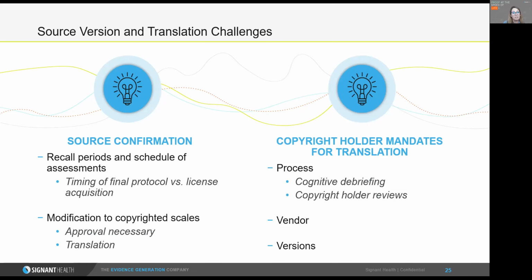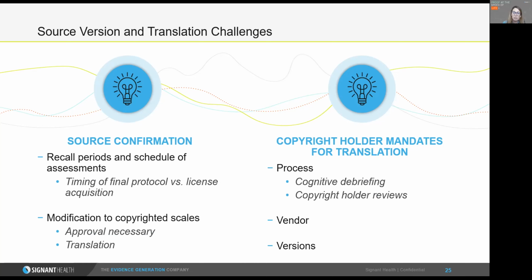weighing the pros and cons of when to start the licensing, because it is possible something like recall periods, there could be scales that have recall periods of 1 week versus 4 weeks. And depending on your schedule of assessments, you're going to have the correct source version. Otherwise, this is going to screw up your data. So timing of that final protocol and when you're actually doing the licensing and acquisition is key. So you need to discuss within your team how that's going to be handled.